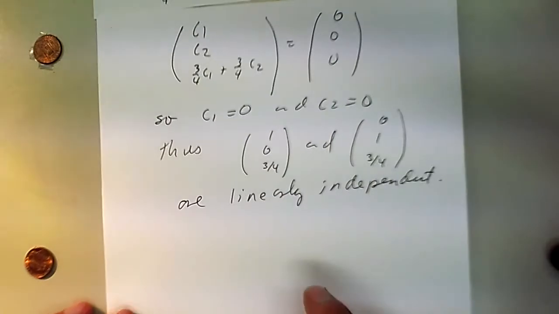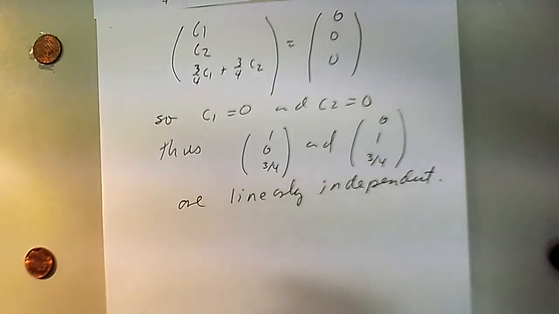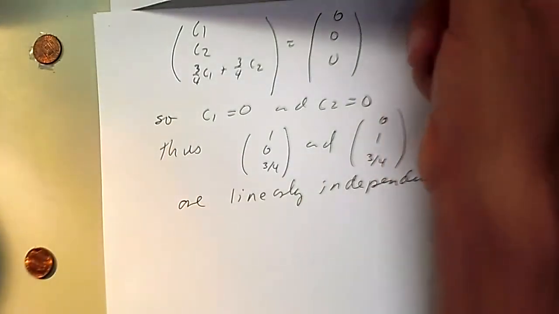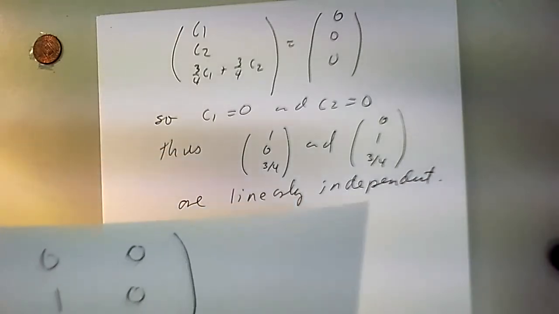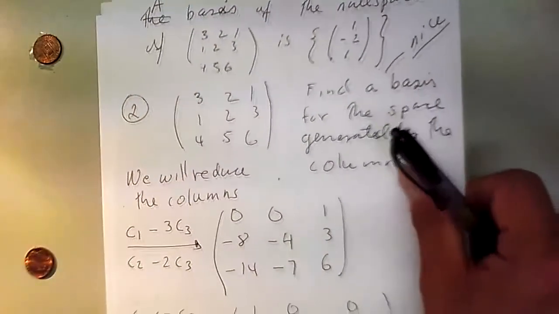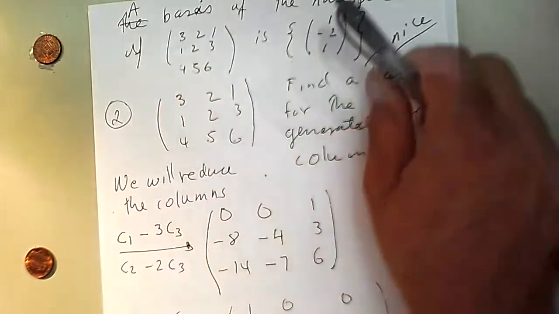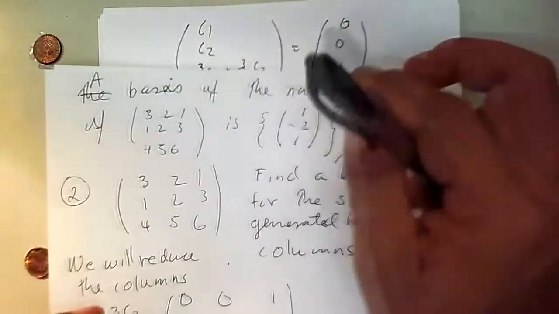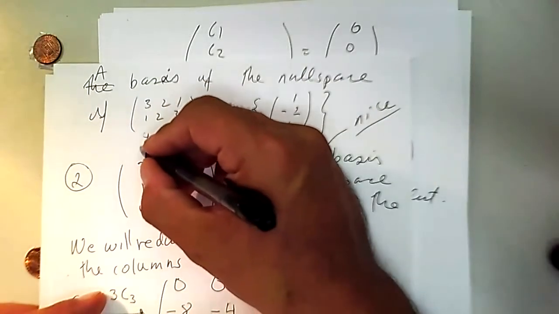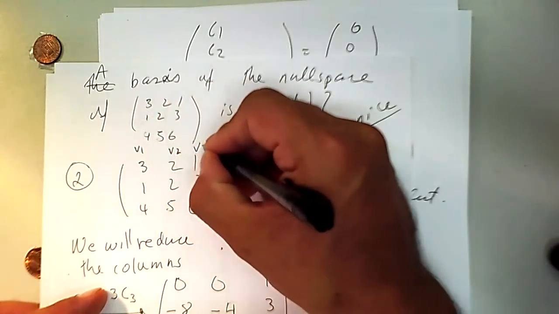Okay, so in order to have a basis, we have to show that the vectors involved in the basis are linearly independent. We also have to show that they generate the space. Which space? Well, we want to find a basis for the space generated by those three columns. Let's call these columns V1, V2, and V3 for now.